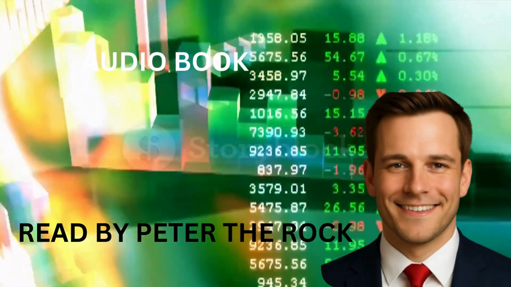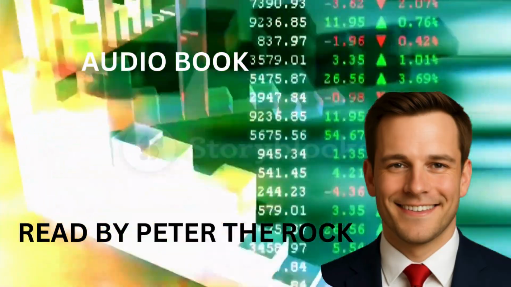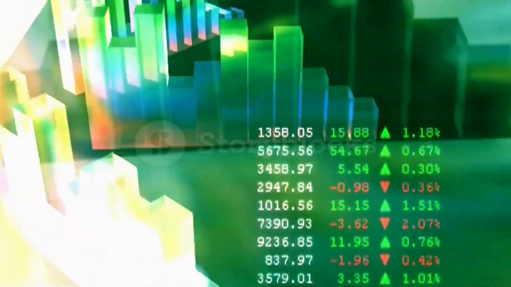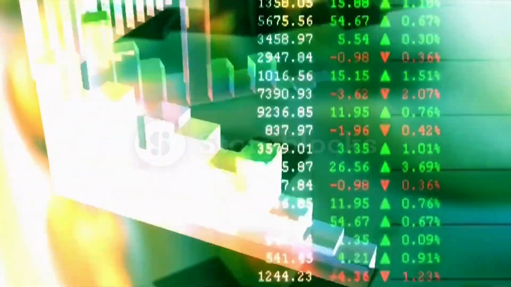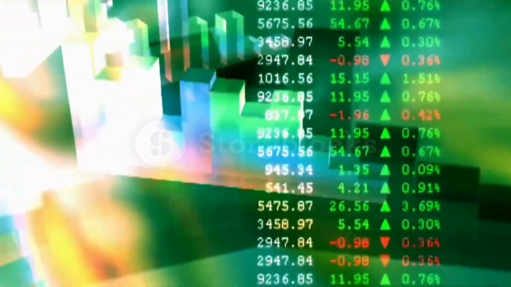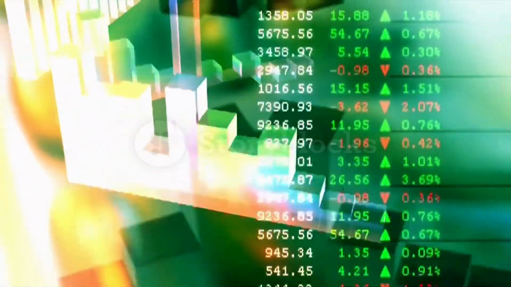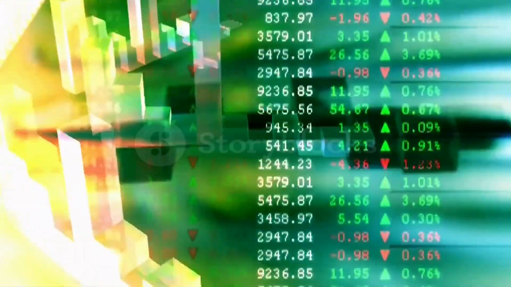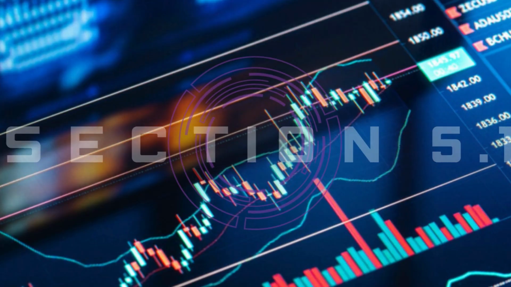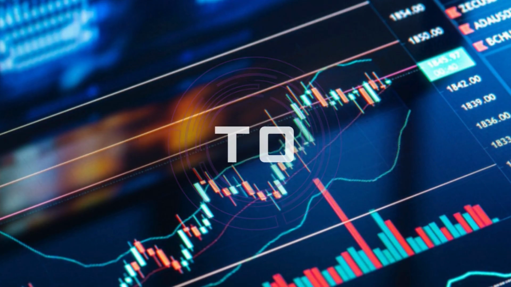Psychology and indicators. Indicators help remove emotional bias by providing objective measurements. However, over-reliance can create dependency, preventing traders from learning true market structure. The goal is balance. Indicators should enhance your analysis, not replace your judgment. In the next section, we will explore Fibonacci retracement and extensions, one of the most respected tools in technical analysis, used by both retail and institutional traders to identify key price levels, pullbacks, and targets.